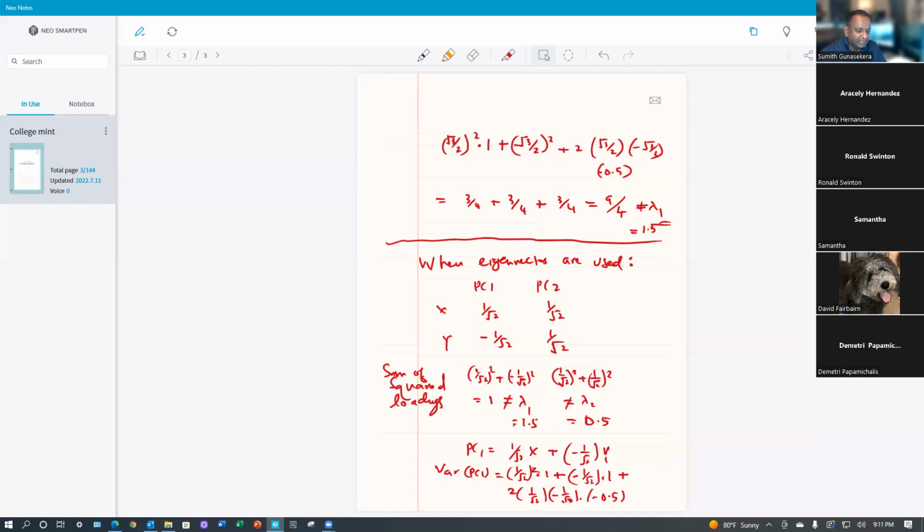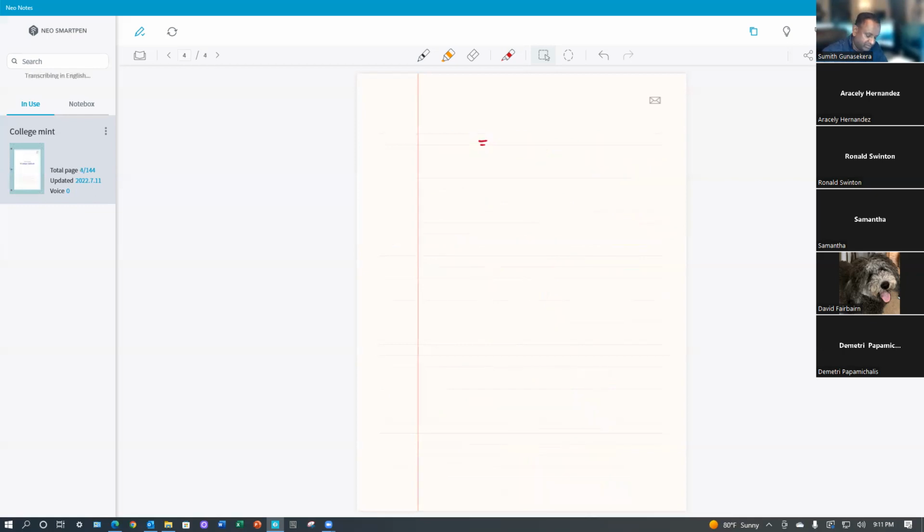Then what do you get? You're going to get 1/2 plus 1/2, and then the negative, negative, positive, 2 gets cancelled out, plus 0.5, which is 0.5, which is equal to lambda 1. See?